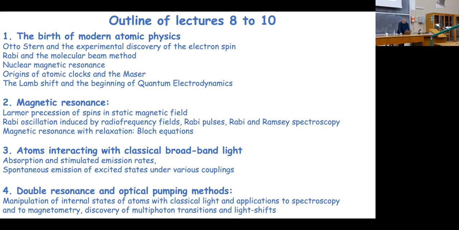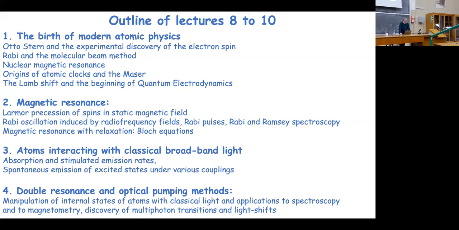Then I will talk about magnetic resonance. I will enter into more details. I will describe how you can quantitatively analyze an experiment in magnetic resonance. I will talk about the Larmor precession, Rabi oscillation, and I will talk about the spectroscopies that you can make in magnetic resonance: Rabi pulses, Rabi and Ramsey spectroscopy.